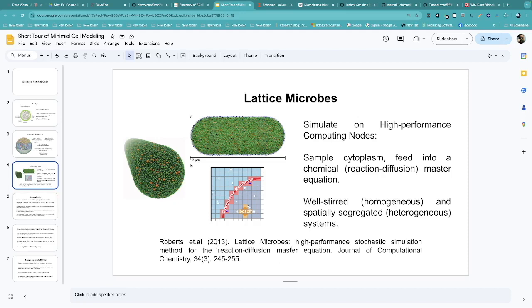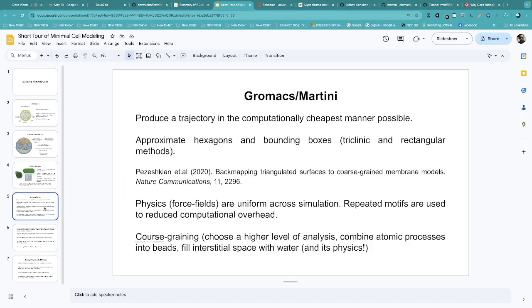So this Roberts paper goes over what lattice microbes are. It's a stochastic simulation method for modeling reaction-diffusion mass transfer. It's very much chemistry and physics based modeling. So with GROMACS Martini, GROMACS is a package that allows us to do this modeling, where we're producing a trajectory in the computationally cheapest manner possible. If you have a system, you want to produce a trajectory to say, what is the state of the cell? What is the state of these different components of the cell? And how can we estimate that?